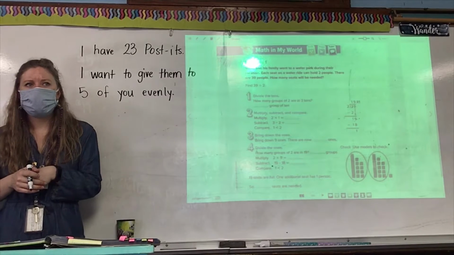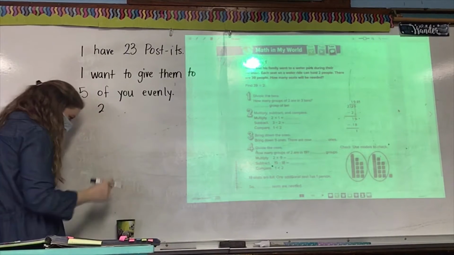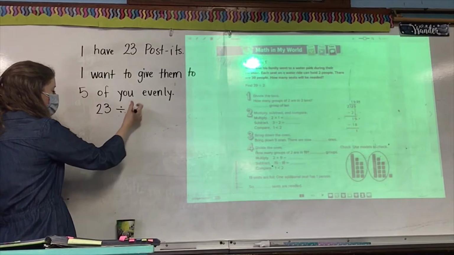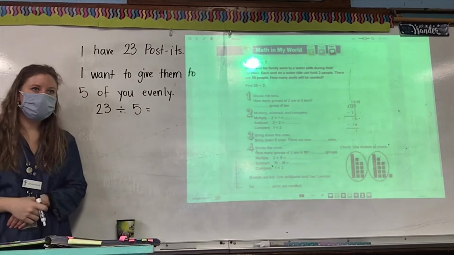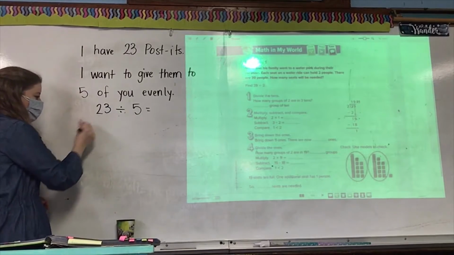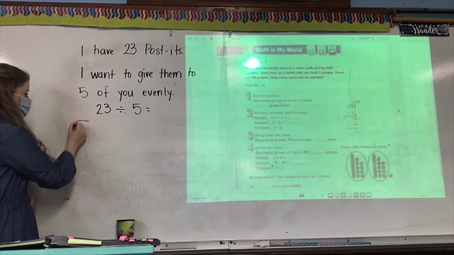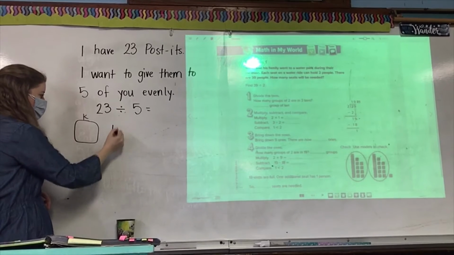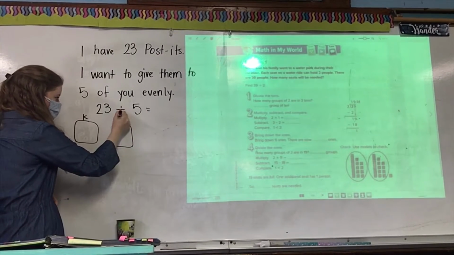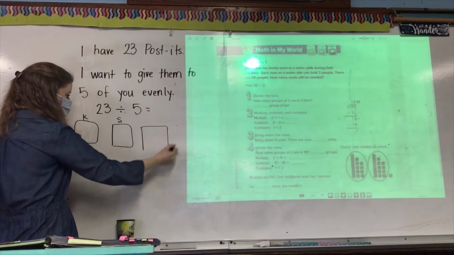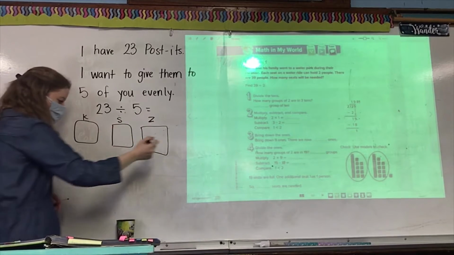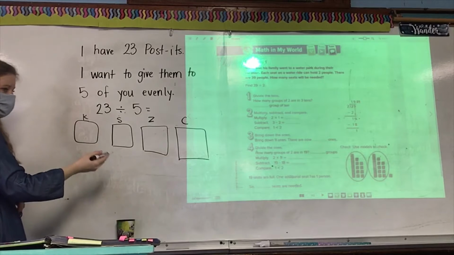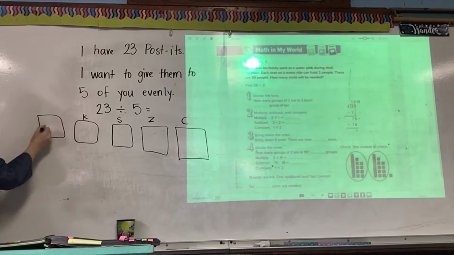Mason? 23, the number of cards, the number of Post-its, divided by 5, the number of kids. So let's imagine that each of these boxes, because I can't actually give them to you, are the kids. This one is Kingston. This one is Smith. This one is Zadie. This one is Cullen. And this one is Victoria.